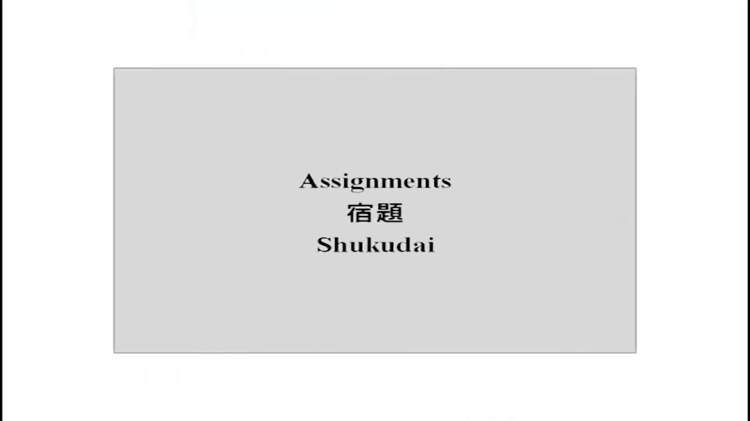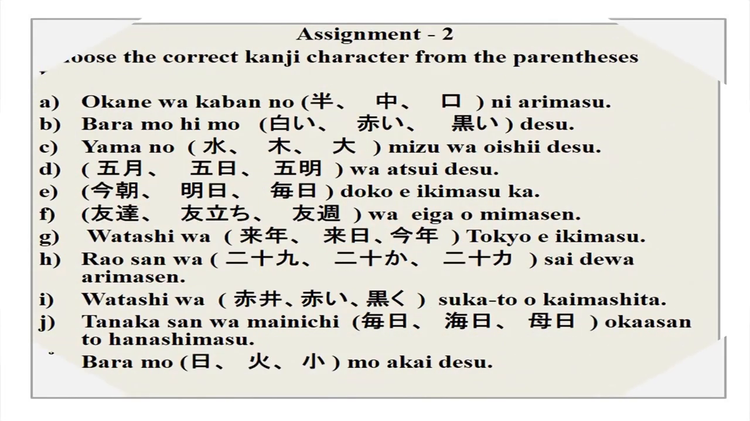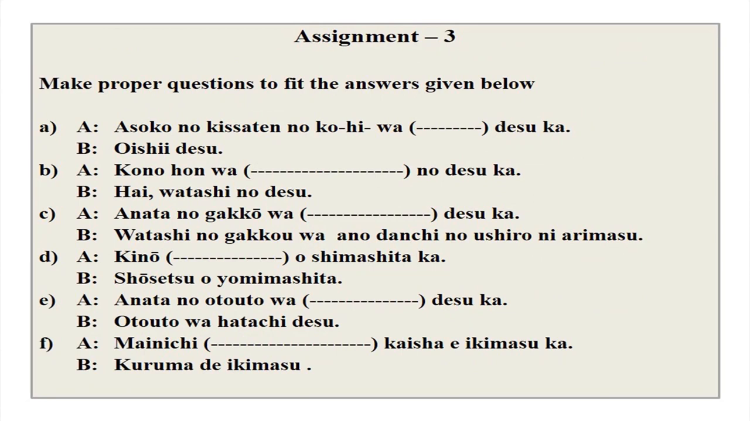Now begins your time. You have to do all the assignments now. My work is over. You have to do these assignments at home. The first one is choose the correct interrogative or question word. And of course, as we always do, there is kanji practice for you. Tick the correct kanji character, circle it. The last one is make proper questions to fit the answers given below.